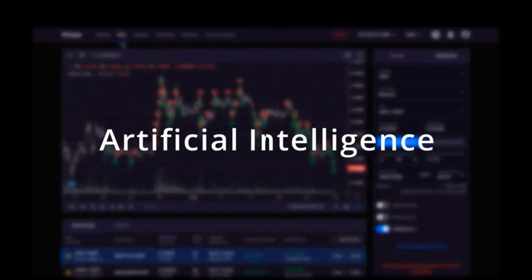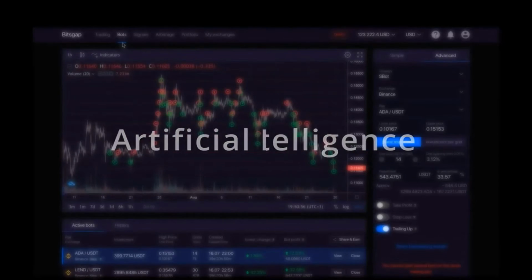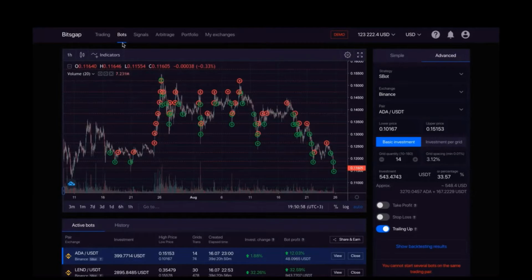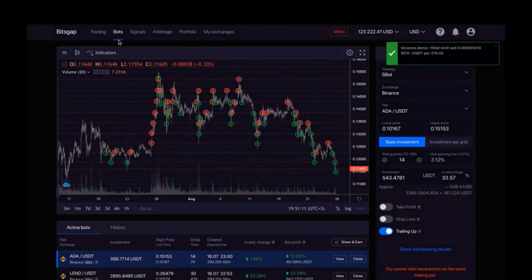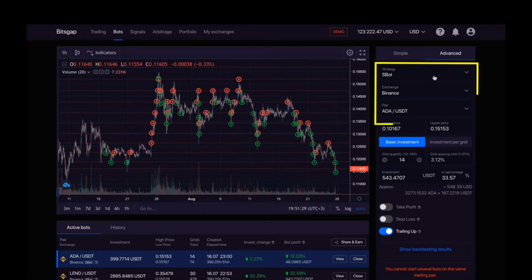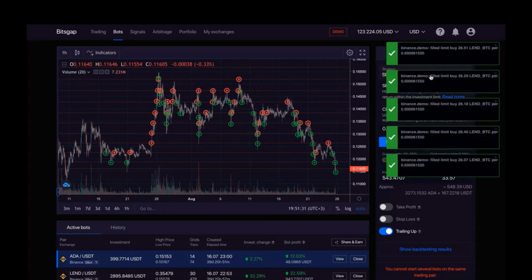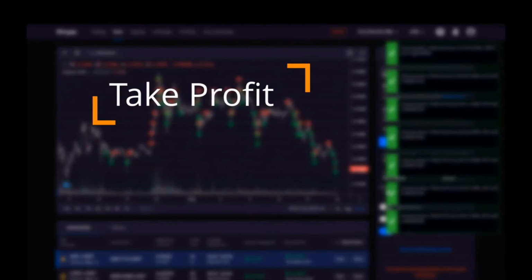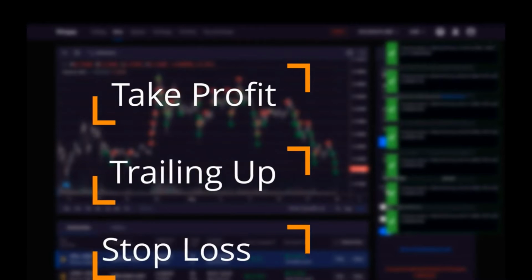The power of artificial intelligence is that it has enabled retail traders to create various automated trading configurations to take profits from the market regardless of the trend. The cryptocurrency market is extremely volatile and hence creates a plentiful amount of swing trade opportunities. At Bitsgap, we have two automatically trading bots with some built-in features like take profit, trailing up, and stop loss.